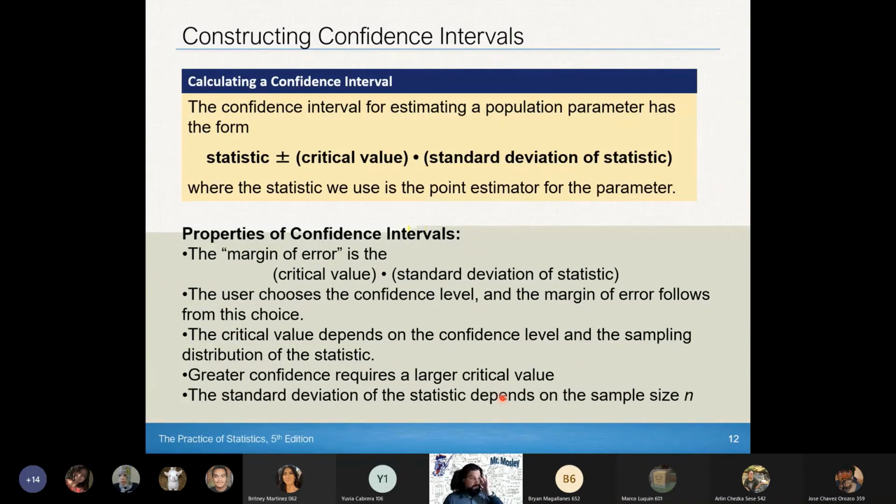The standard deviation of the statistic depends on the sample size n. Whether it's the standard deviation for a sample mean or a sample proportion, the sample size comes into play. Larger sample size, smaller variance.